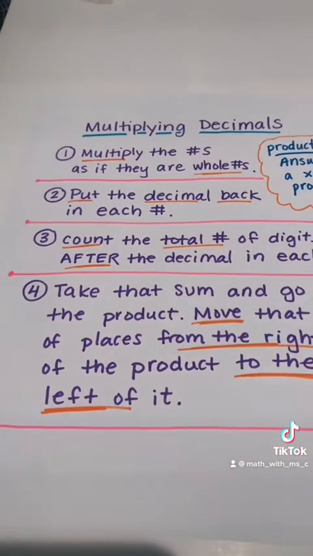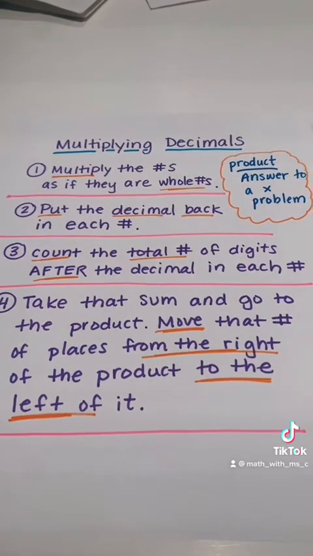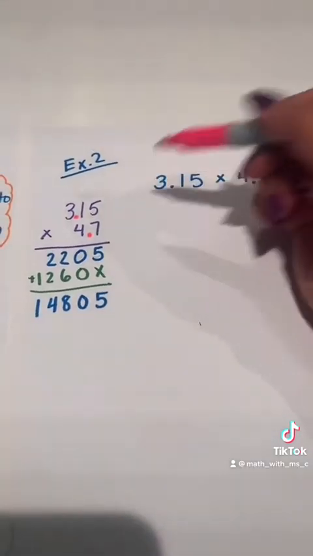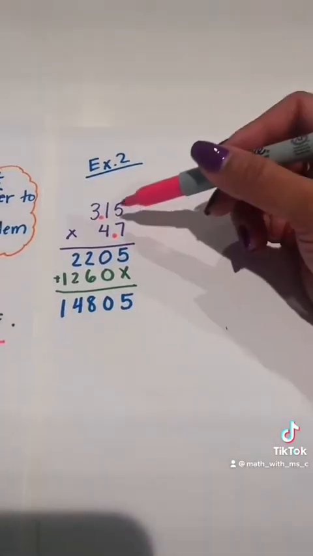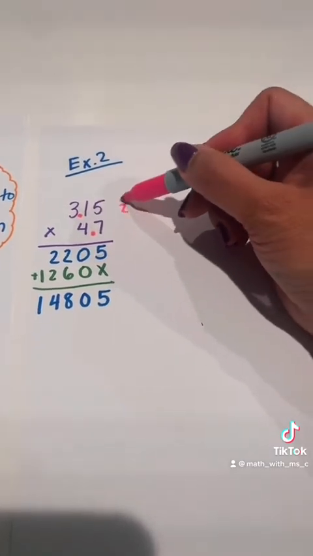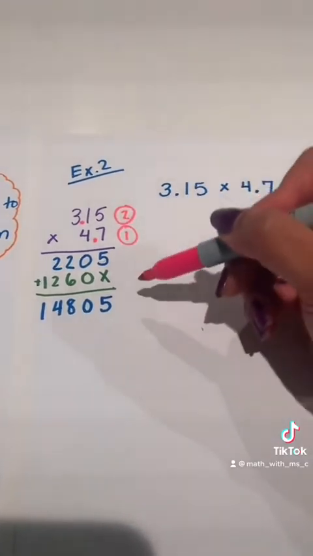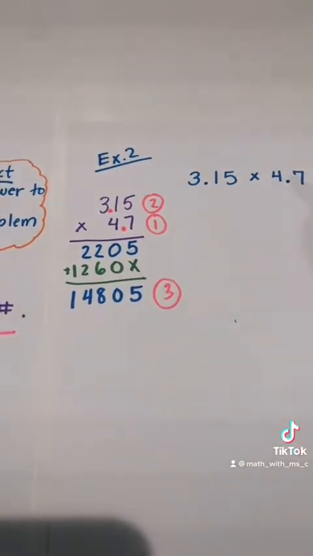Step 2, put the decimal back in each number and count how many come after the decimal. So I put the decimals back into the numbers, and I'm going to count how many come after, like in the 3.15, the 1 and 5 come after. That's 2 decimal places. After 4.7, there's 1. So in all, there's a total of 3 decimal places.